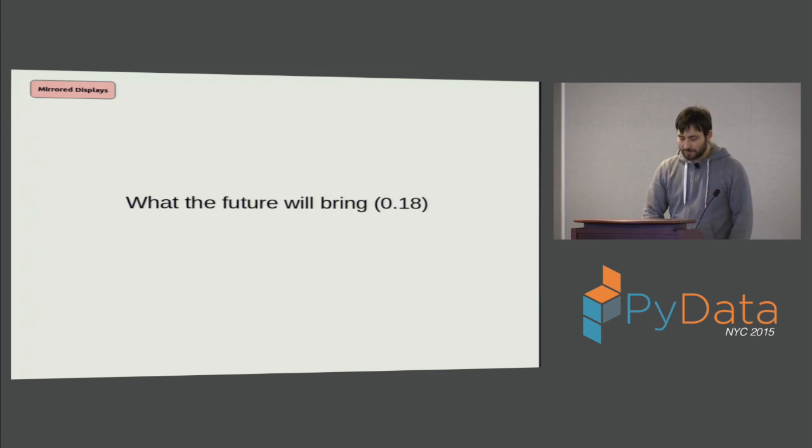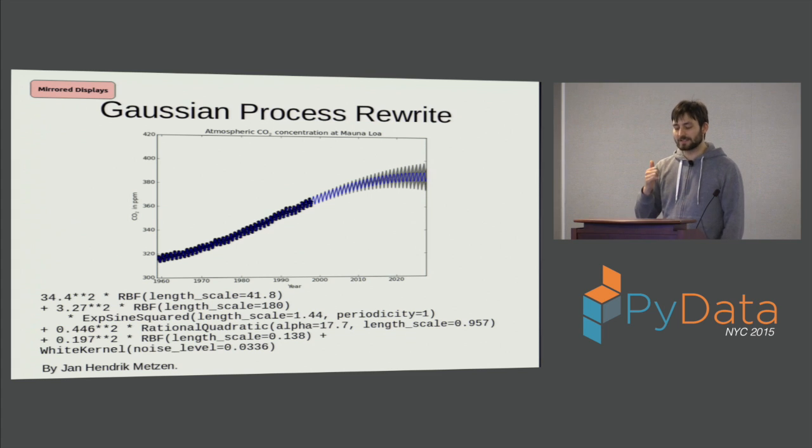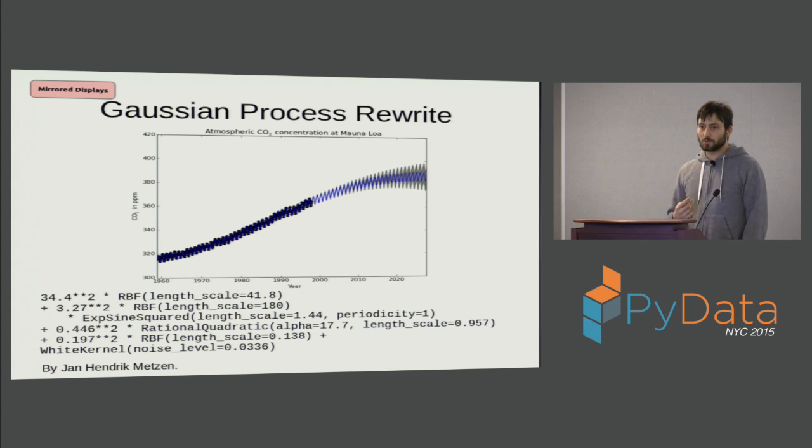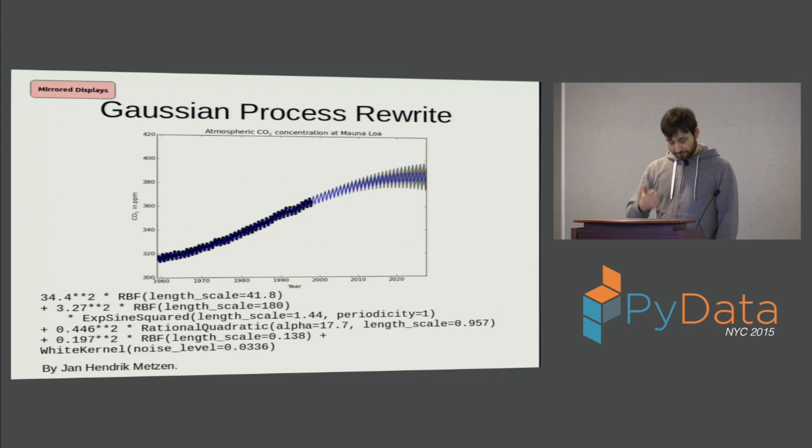Very briefly, I want to talk about what we will have in the future in 0.18. These are things that are actually in the development branch. So if you check out the development branch, you can have them already. One is a complete rewrite of the Gaussian processes. That adds two things. One is you can now basically do kernel engineering. People that do Gaussian processes usually want to create some crazy kernels.